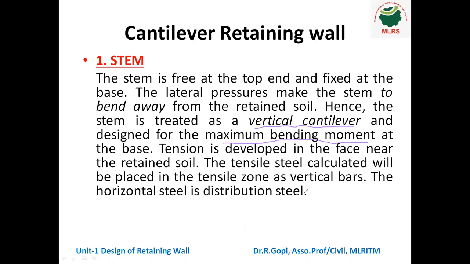In the horizontal distribution steel there are no stirrups and all. This is not a beam, this is like a slab. So only main reinforcement and distribution, like a one way slab. Remember one way slab: in the shorter direction we provide main reinforcement, and in the longer direction we provide distribution reinforcement. Same here in the stem: in the vertical direction we provide main reinforcement, and in the horizontal direction we provide distribution reinforcement.